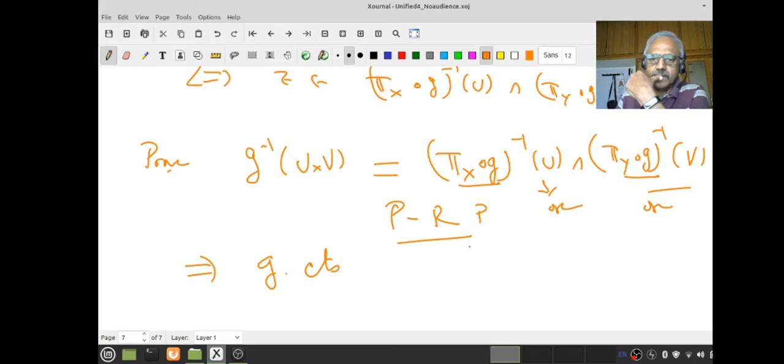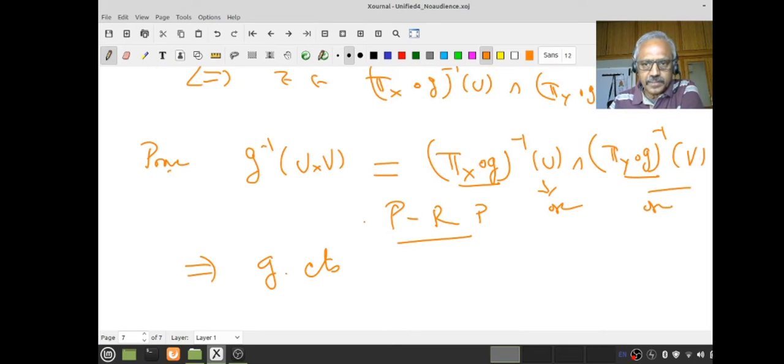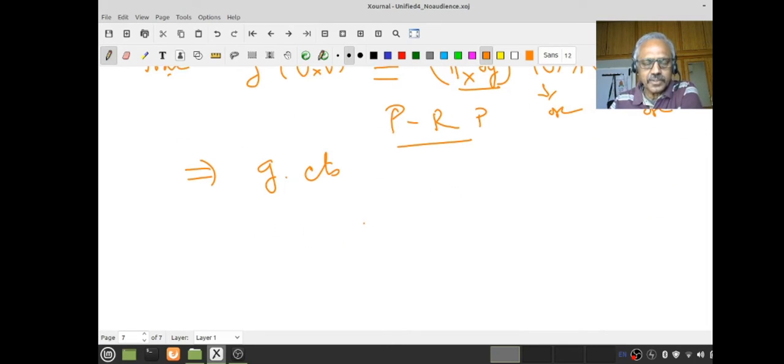Okay, so go through the proof. I cannot repeat. Please learn how to deal with inverse images.